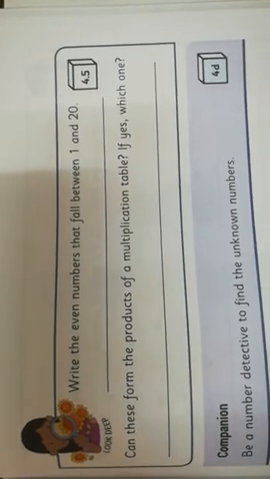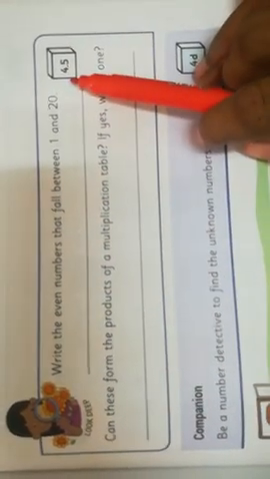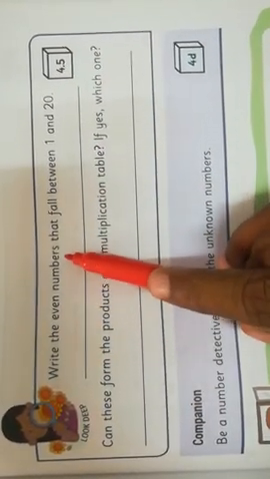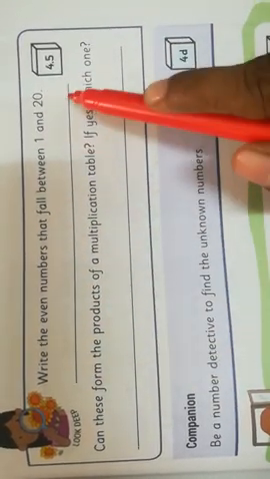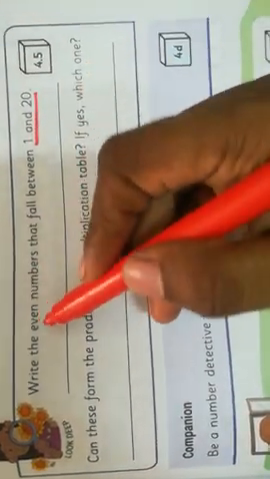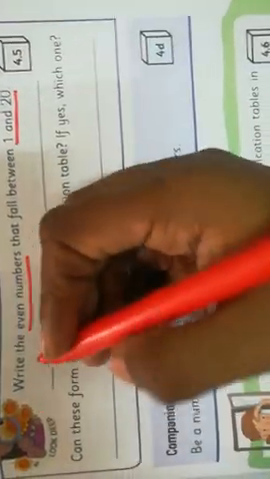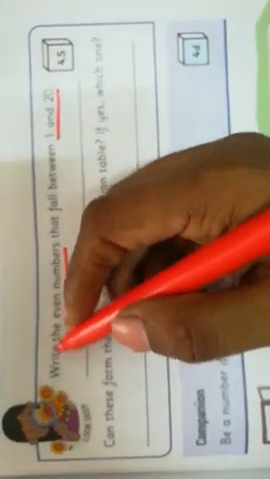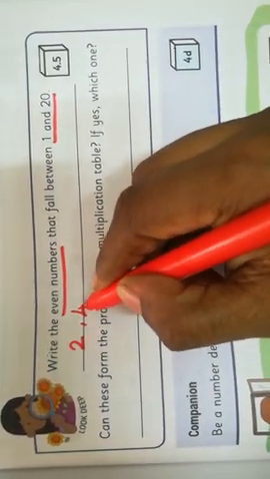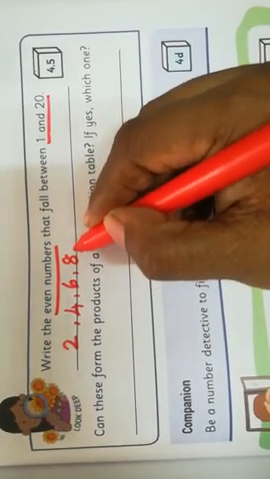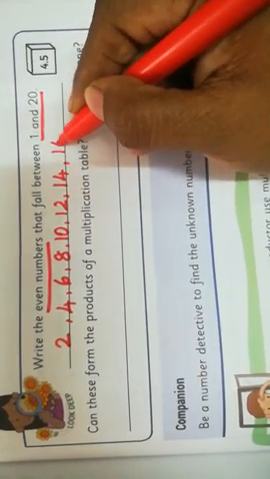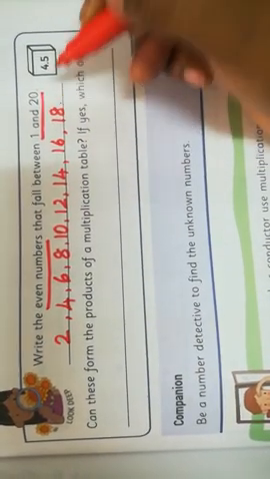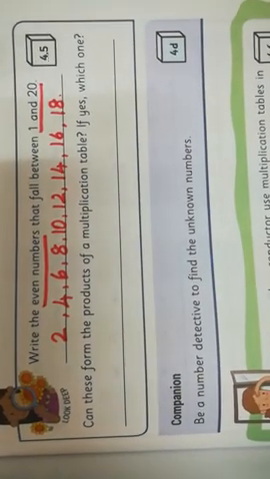Next, studio book page number 95, children. Look deep activity, activity number 4.5. Write the even numbers that fall between 1 and 20. The even numbers between 1 and 20 are 2, 4, 6, 8, 10, 12, 14, 16 and 18. These are all the even numbers between 1 and 20, children.